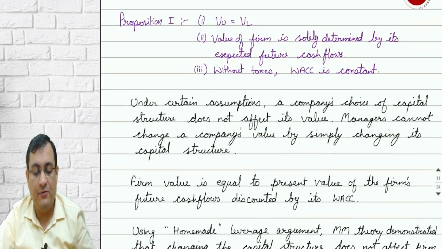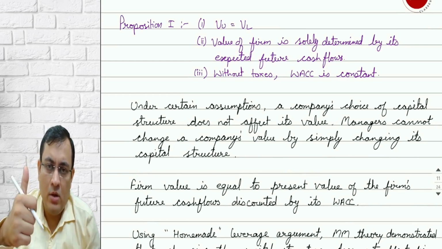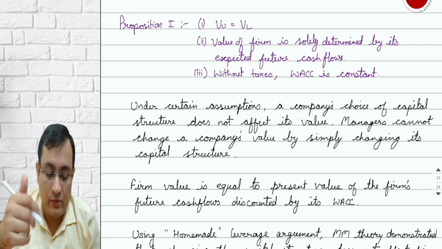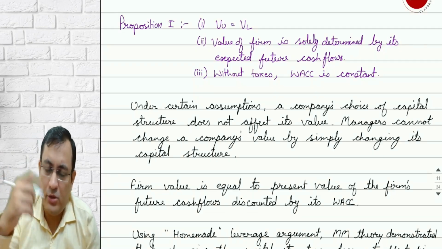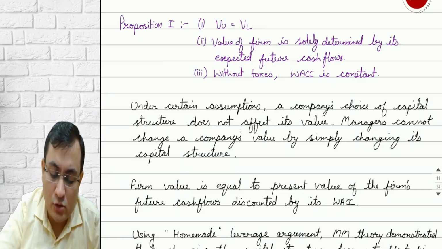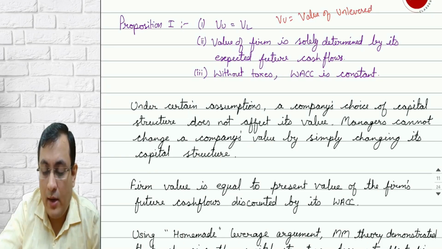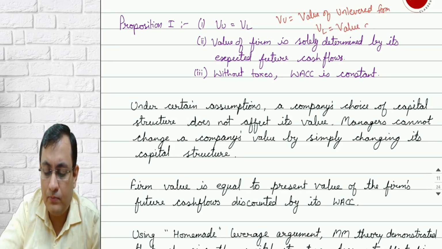What this theory says, the first proposition, what I have already told, that first proposition will be always related to valuation and WACC, and second is always related to your cost of equity. In both the theories, without tax and with tax, there are two propositions and the same order is followed. First proposition, it says that VU should be equal to VL. Now what is VU? VU is the value of unlevered firm, that is 100% equity, and VL is the value of levered firm.